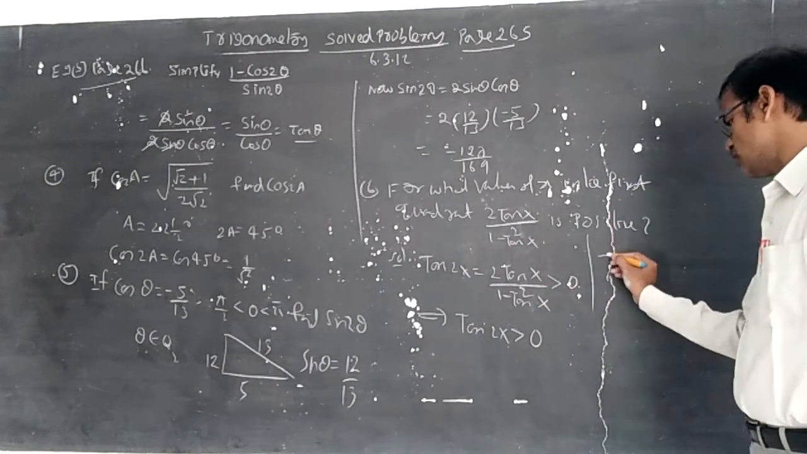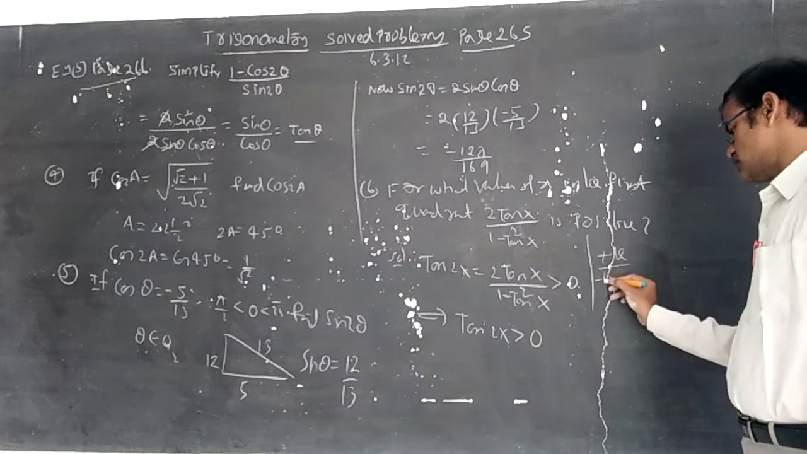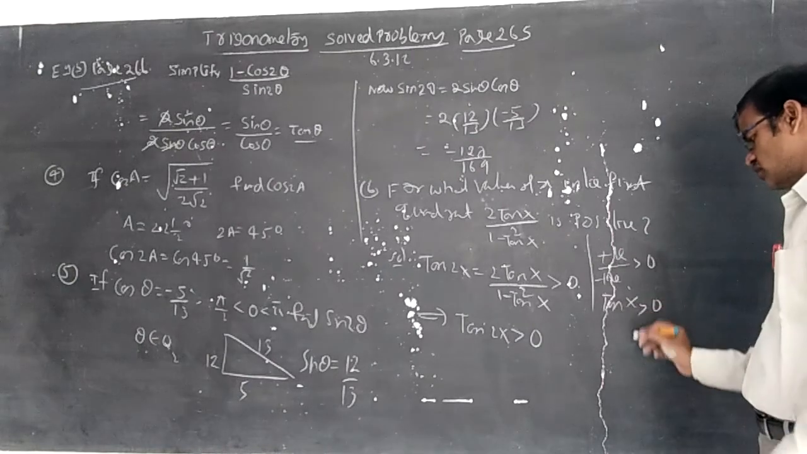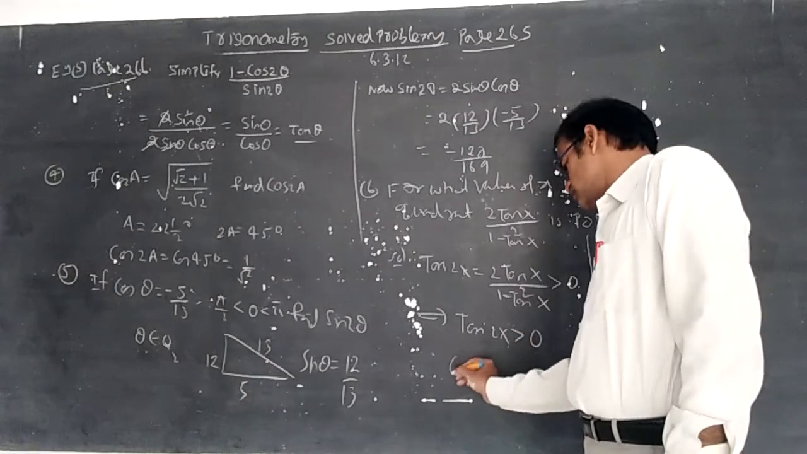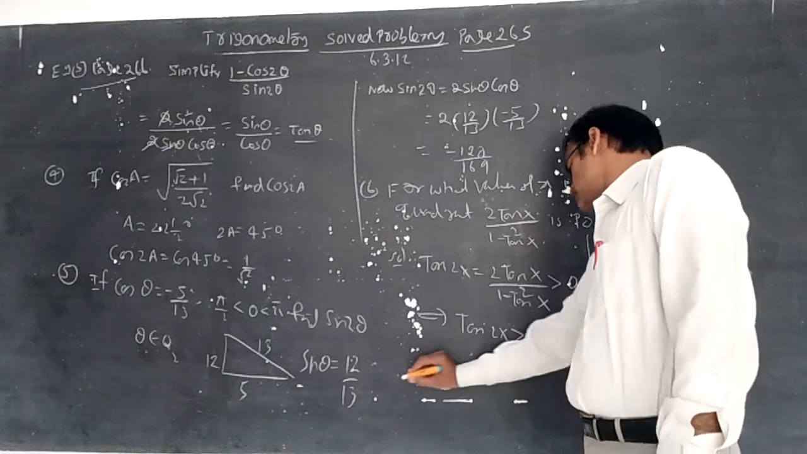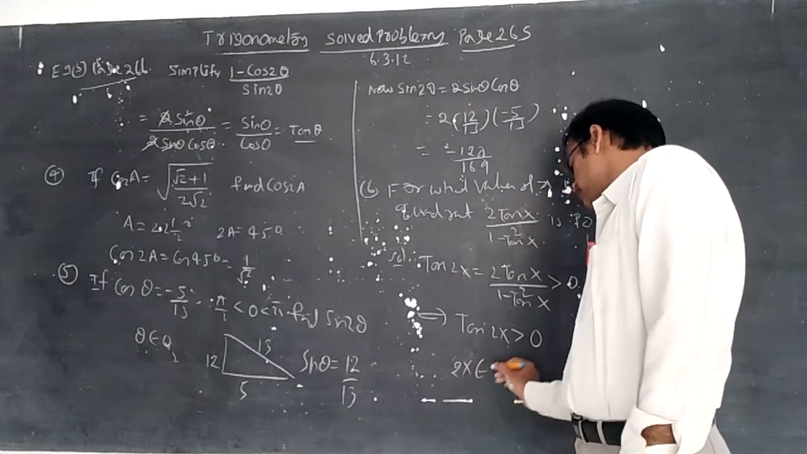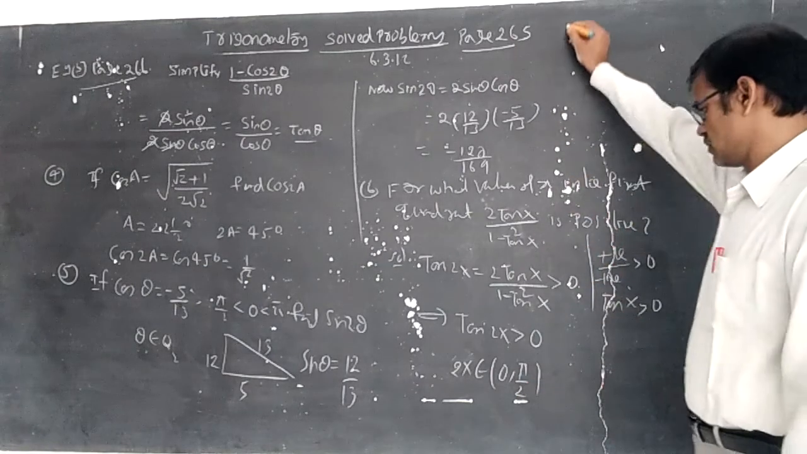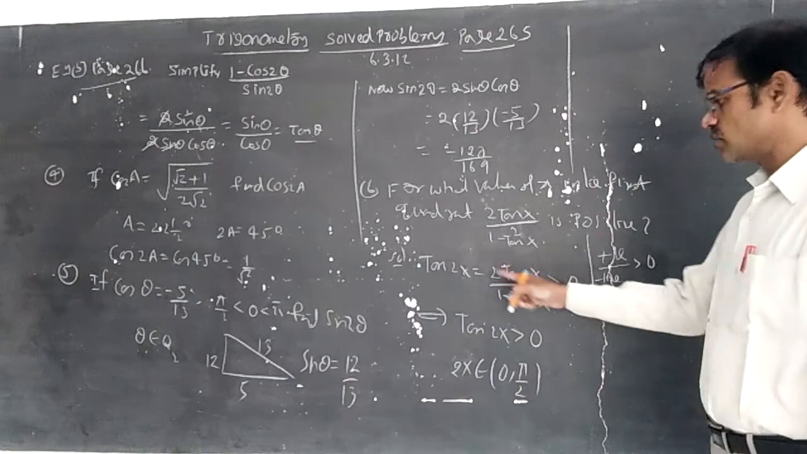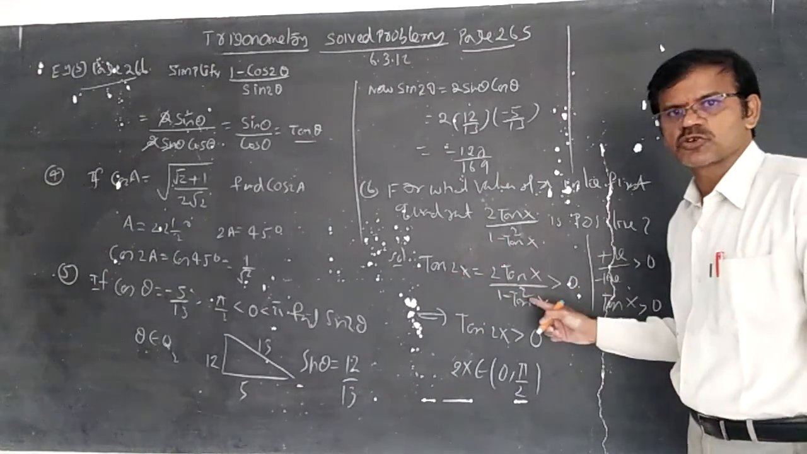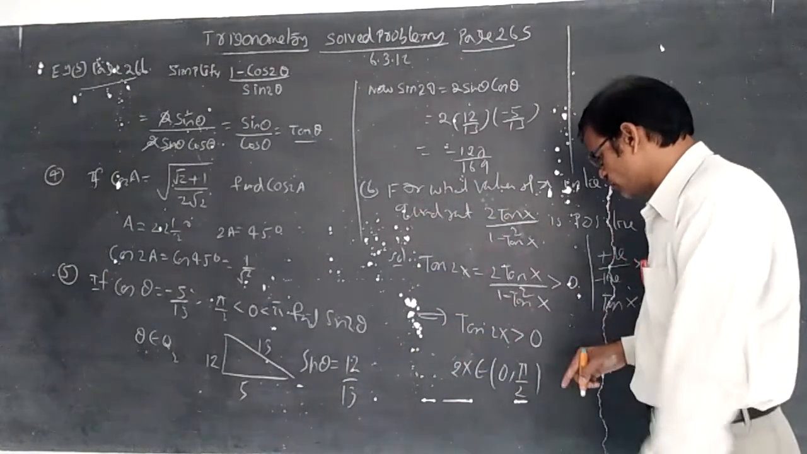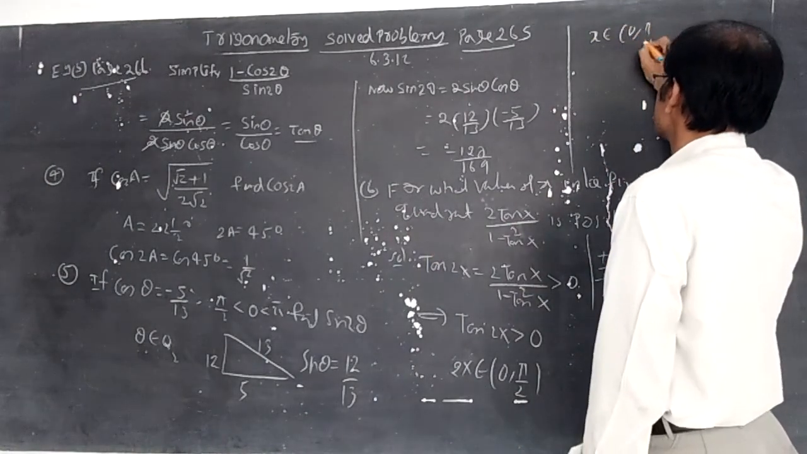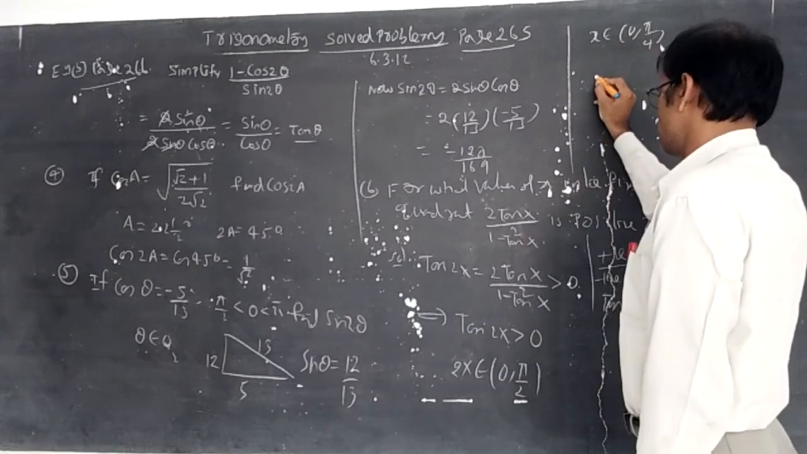So you can understand here positive by positive concept. So tan x greater than 0. Anyhow, tan x greater than 0 and tan 2x greater than 0. Therefore 2x belongs to 0, comma pi by 2, in first quadrant it should be. Tan 2x positive, tan x also positive. That is why the value should be only in first quadrant. So 2x belongs to positive, so x belongs to 0, comma pi by 4. That's all.